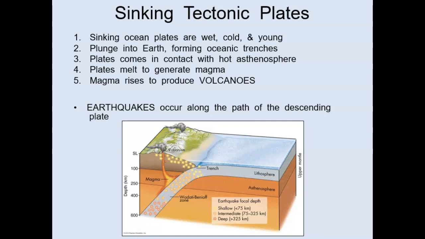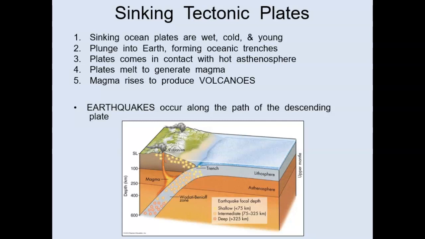So two good examples of geographic locations on Earth where this happens are the Cascade Mountain Range, right? Where again the Juan de Fuca plate is subducting underneath the North American plate. And another very good example that you may be familiar with are the Andes Mountains in South America, where the Nazca plate is subducting underneath the South American plate.